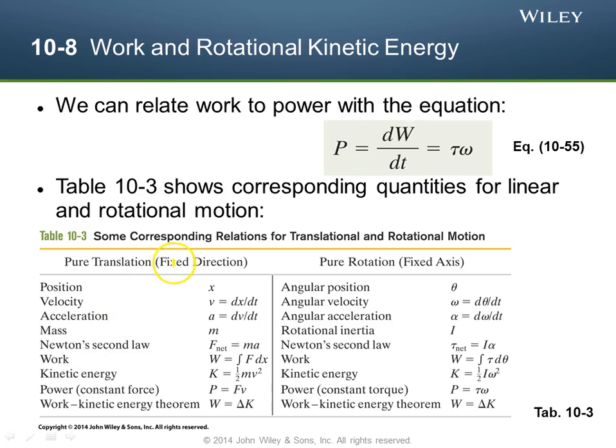With work comes power, and power we know is the rate at which work changes, so the derivative of work with respect to time is the torque times omega. And that's if we have a constant torque or an average torque and an average omega here. This table down below nicely shows the translation from translational, or fixed direction linear motion, into rotational fixed axis motion.